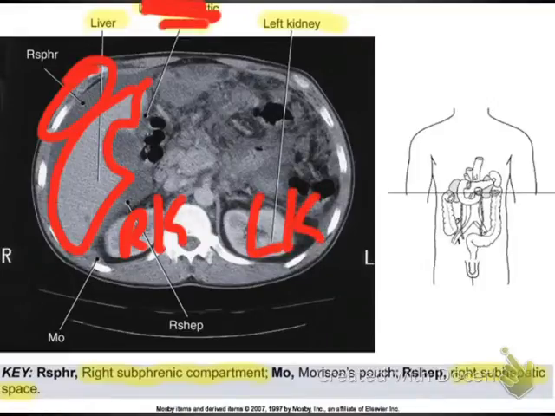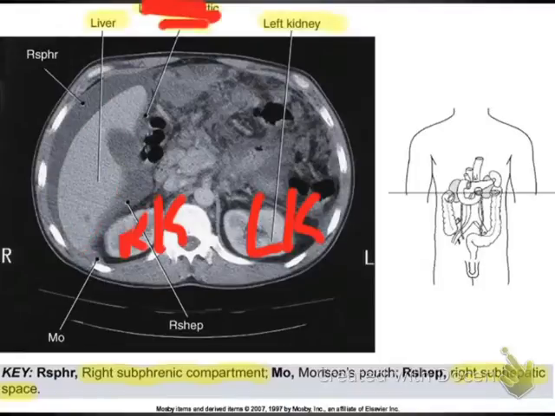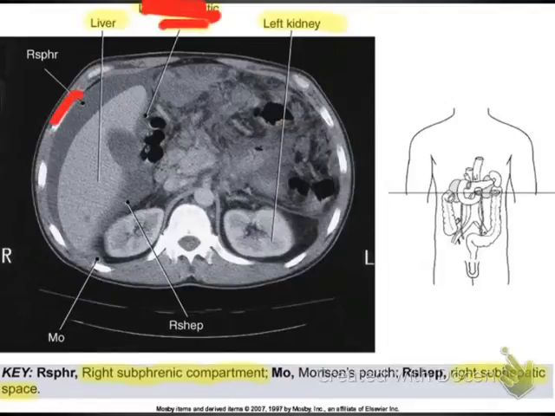But the one thing that I want you to keep in mind here is that in the right subphrenic space, we do have a lot of what looks to be fluid here. If you'll notice, we have this whole, and that is probably ascites that has accumulated here.